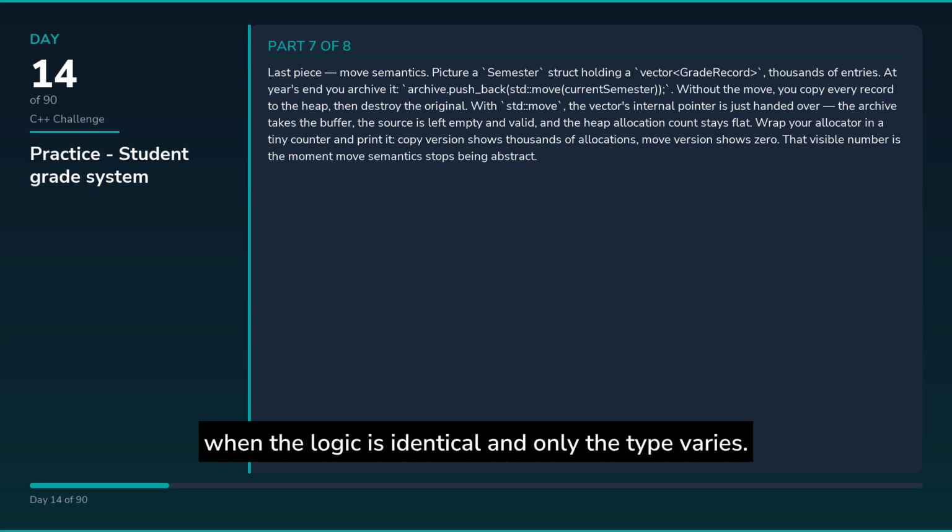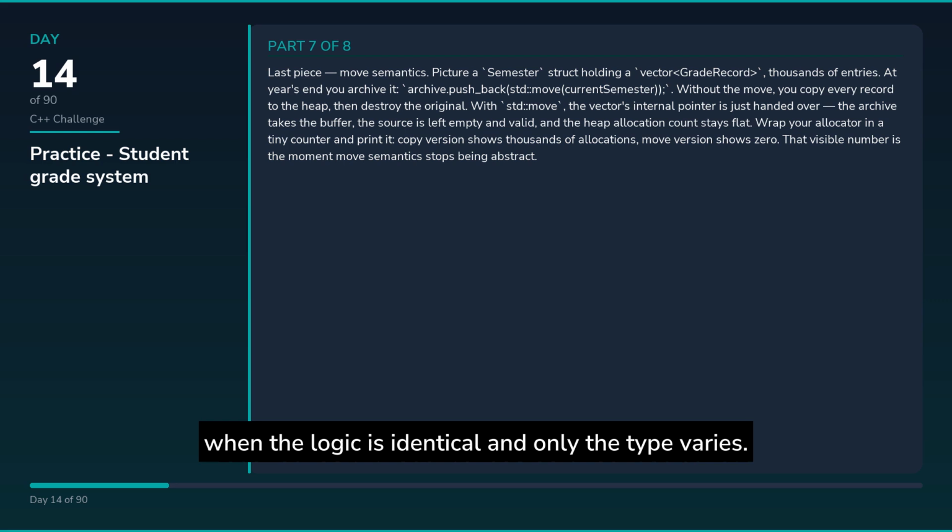Last piece, move semantics. Picture a semester struct holding a vector<grade_record>, thousands of entries. At year's end you archive it: archive.push_back(std::move(current_semester)). Without the move, you copy every record to the heap, then destroy the original. With std::move, the vector's internal pointer is just handed over, the archive takes the buffer, the source is left empty and valid, and the heap allocation count stays flat.